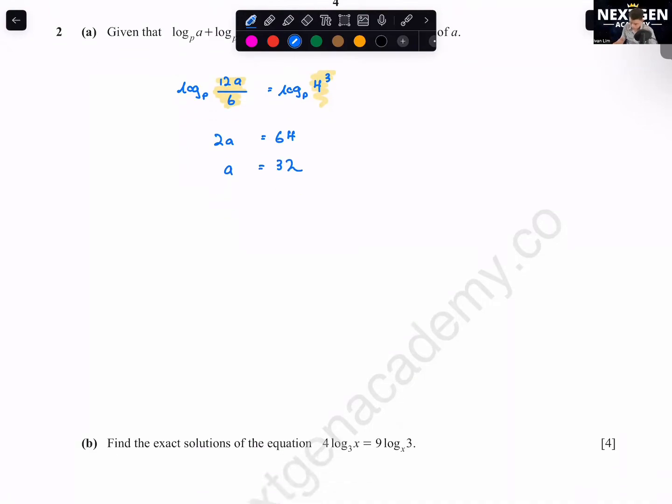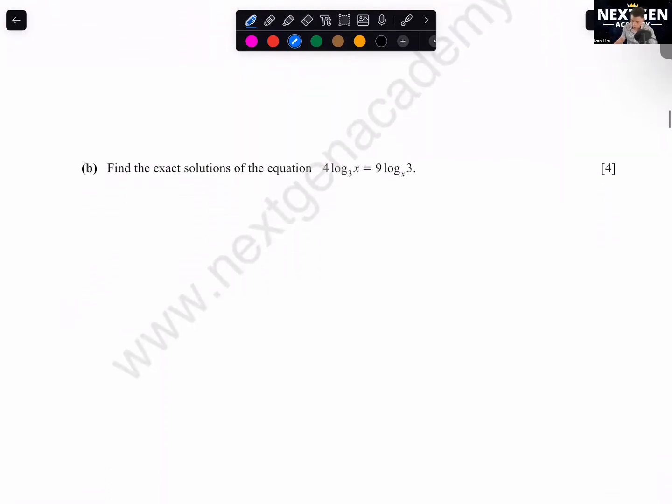Okay, question B. Find the exact solution of the equation 4 log base 3x of 9 equals 9 log base x of 3. Okay, both have different base, so we need to change both of it to either log 3 or log x. Up to you. I will change the right hand side one to base 3. So this will be 4 log base 3x of 9 equals 9 over log base 3 of x. Okay, this one I just want to interchange. You all remember what's the shortcut? You can just do 1 over log base 3 of x.